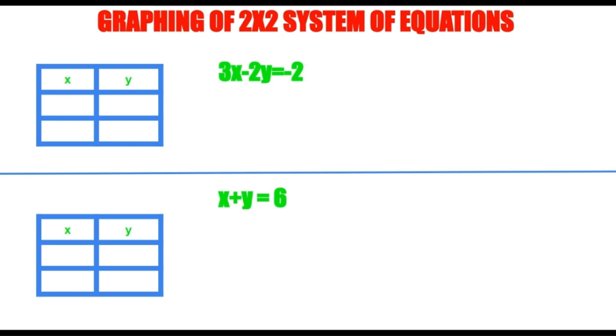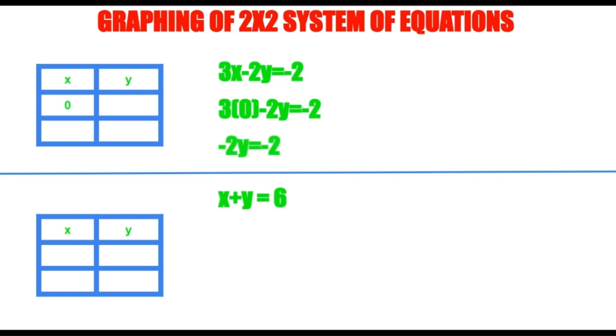The first step in using the graphical method is to assign a value to x. The value we will assign is 0. Then we make the clearance, and the formula will be like this: 3 times 0 minus 2y equals minus 2. Since 3 times 0 gives us 0, it is automatically eliminated and the formula will look like this: negative 2y equals negative 2.